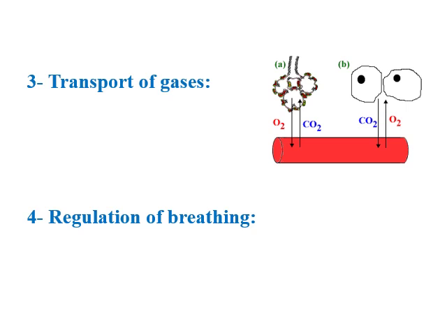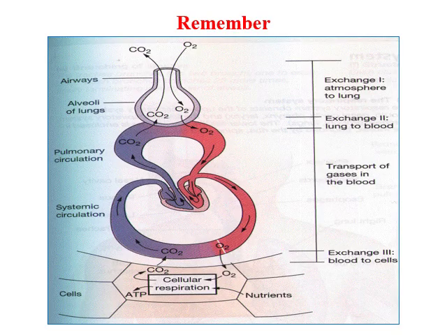The fourth step in the mechanism of respiration is regulation of breathing. It's done by the respiratory center in the medullary region. The details of regulation of breathing will be discussed. So remember, the mechanism of respiration is done by 4 processes: pulmonary ventilation, exchange of gas, transport of gases, and regulation of breathing.